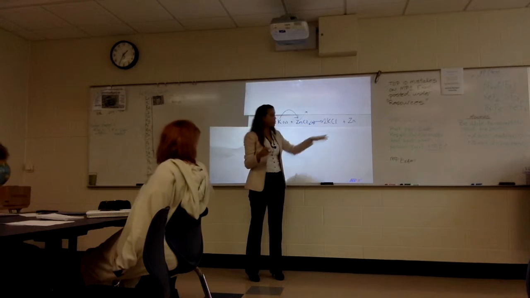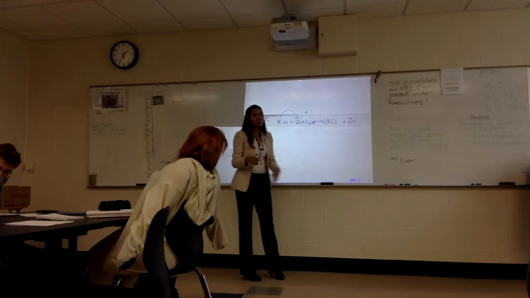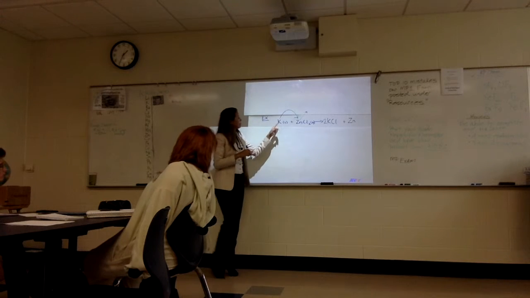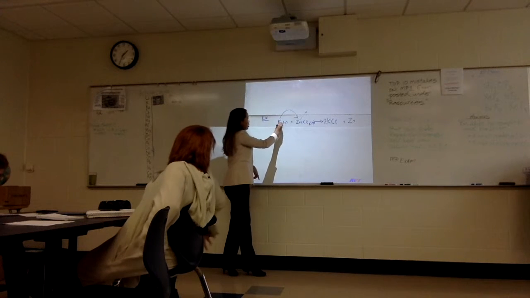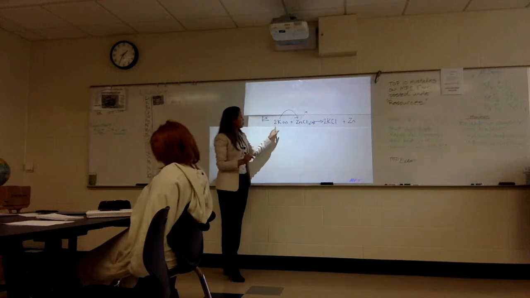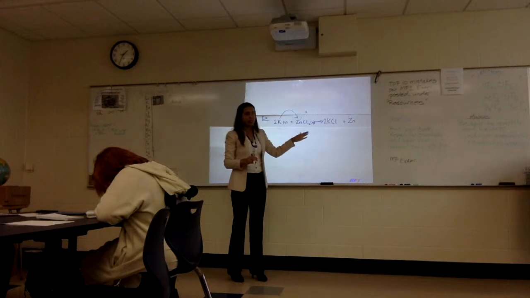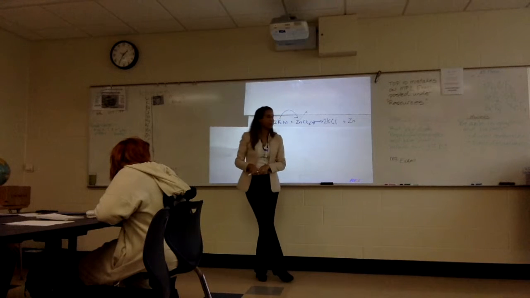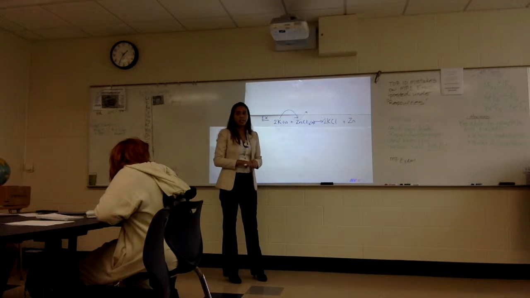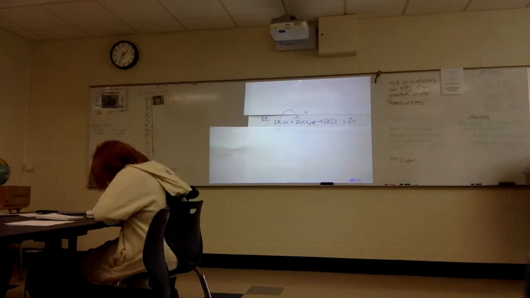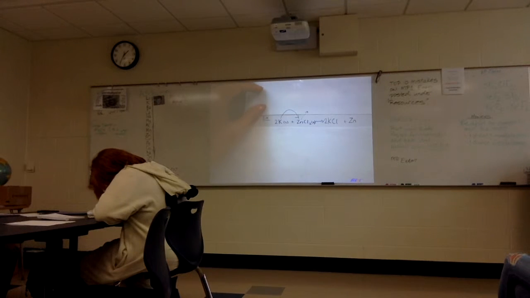But now we have a problem because we have 2 potassiums here. So we have to add a 2 somewhere else. At the bottom or in front? In front. So now I have 2 potassium plus zinc chloride produces 2 potassium chloride plus zinc. And now we're done. The states aren't part of our answer right now.